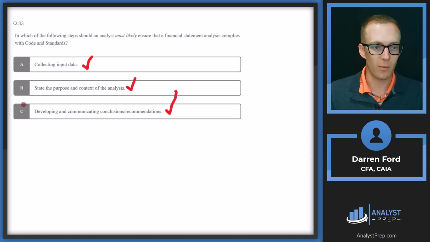But the key here is around C, developing and communicating those conclusions and recommendations. When we are sending information out to clients, that's when things get really important with complying with the code. We want to make sure that we're not communicating anything that's misleading, or anything that is intentionally misleading as well, or is incorrect or bad information. So for that reason, we're going to go with answer C. This is going to be the most important step.